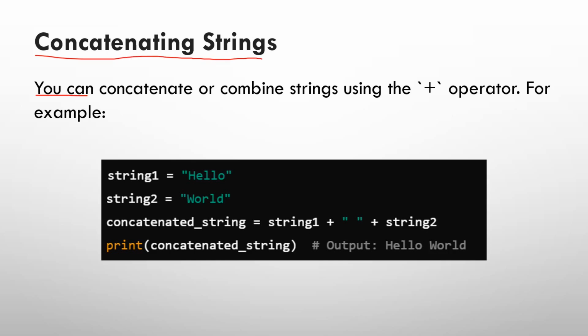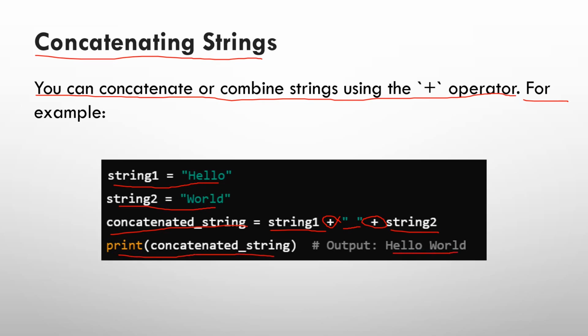So next we have concatenation of strings. We can concatenate or combine strings using the plus operator. For example, if we have one string which is hello and another which is world, we can concatenate them by putting a plus sign between them. So first of all, we have string 1, then we have a space here, then we have string 2. If we print this concatenated string, our output will be hello world.